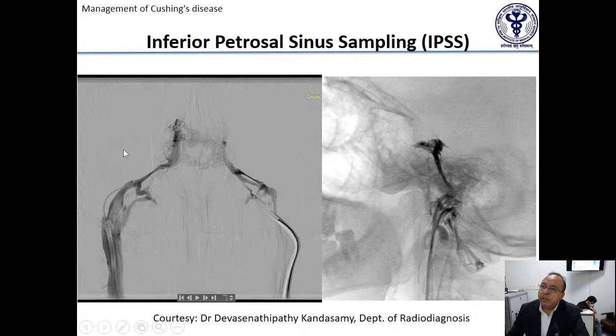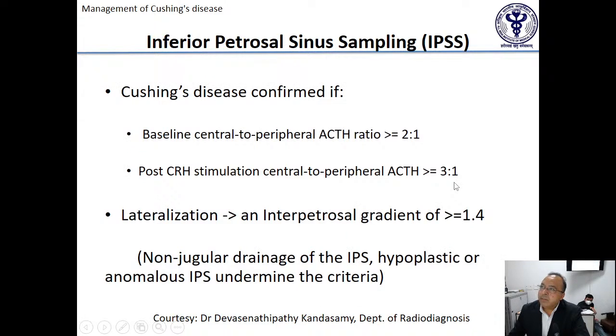In this example of petrosal venous sampling, we have seen that the two catheters are placed within the inferior petrosal sinus on the right side, and this is the left side in the jugular vein. We can see the evaluation of both inferior petrosal veins. This is a lateral view showing the inferior petrosal vein.